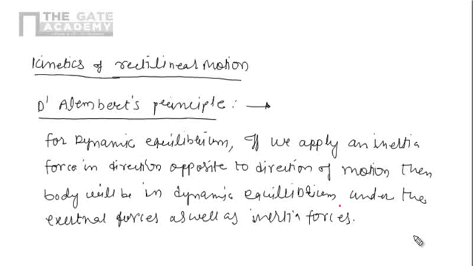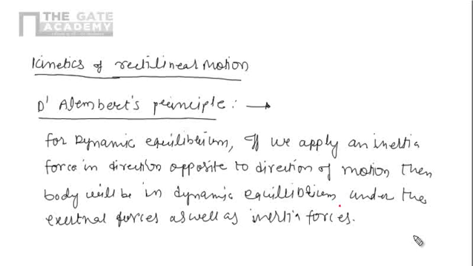So I would like to again repeat the D'Alembert principle. It is talking about dynamic equilibrium. If we want the body to be in dynamic equilibrium, then we have to apply an inertia force which will be in the direction opposite to the direction of motion. Then the body will be in dynamic equilibrium. Or in other words, if the body is in dynamic equilibrium, it means it is under the action of external force as well as the inertia force.